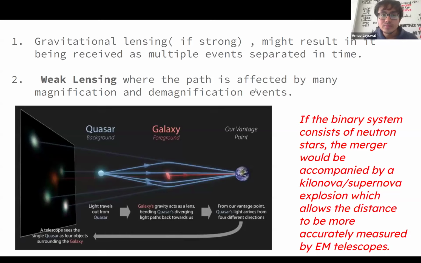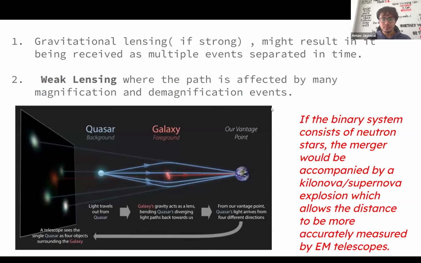If the gravitational lensing is strong, it may be perceived that multiple events are produced, just how we saw for the quasar example. It might result in us perceiving multiple events at a time. And if the gravitational lensing is weak, the path is affected by many magnification and demagnification events. It's not one single very strong lensing, but basically every single gravitational lens will just change the amplitude of the waves a little, or the frequency of the waves a little.